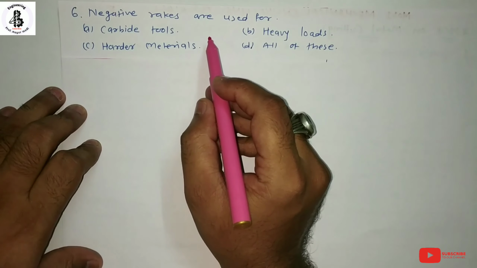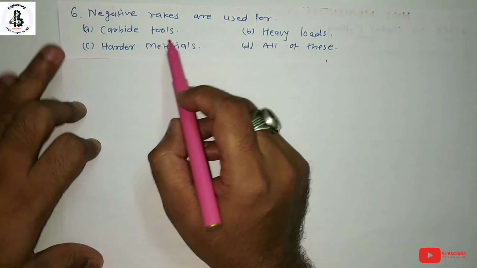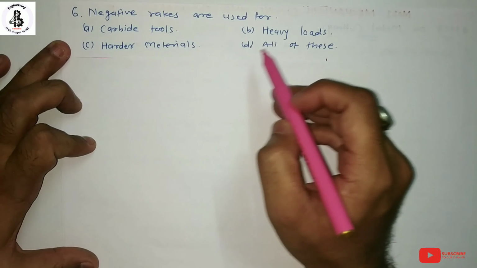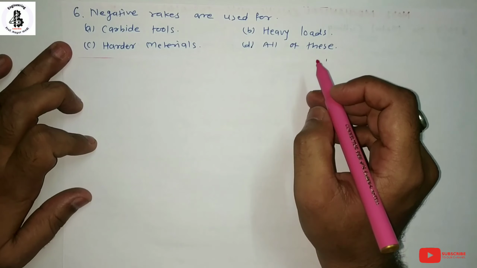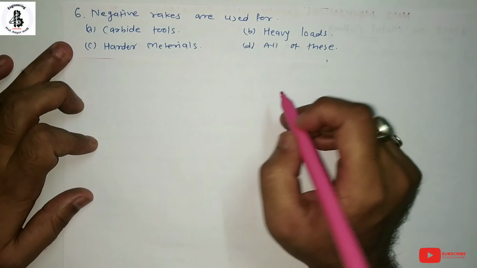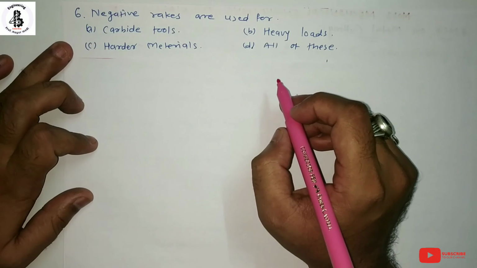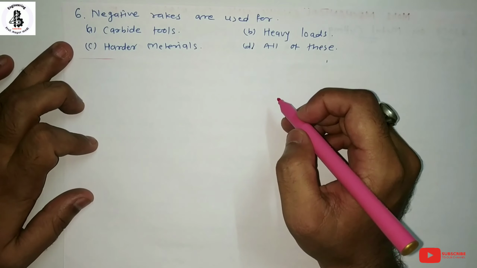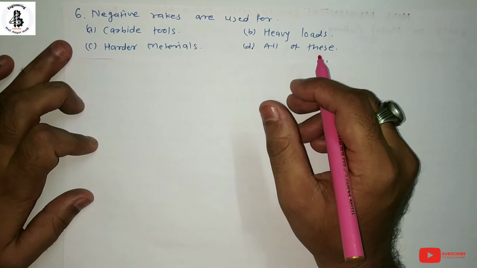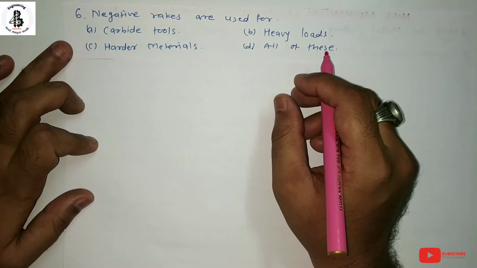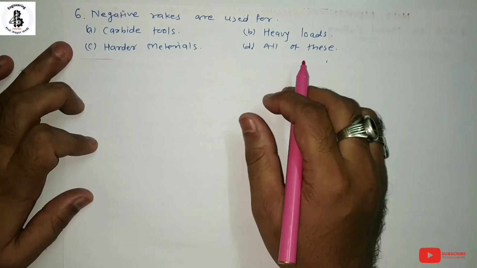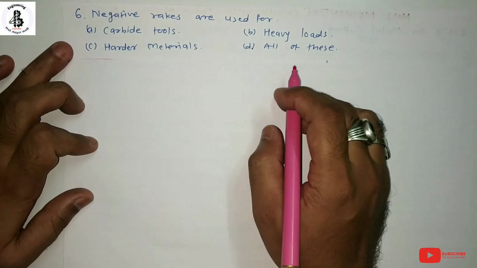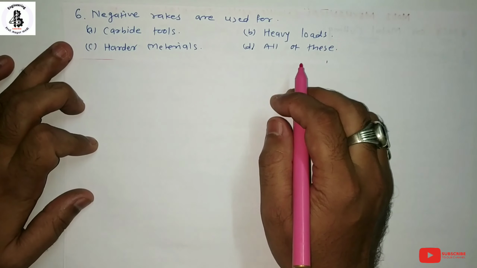Negative rakes are used for carbide tools, heavy loads, harder materials, and all of this. So basically in the nomenclature of single point cutting tools, there are three kinds of rake possibilities: zero rake, negative rake, and positive rake. Zero rake is applicable for thread cutting operations, and in most cases for ductile materials the positive rake angle is used.